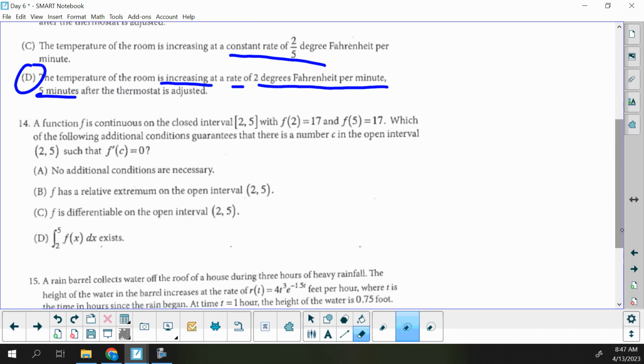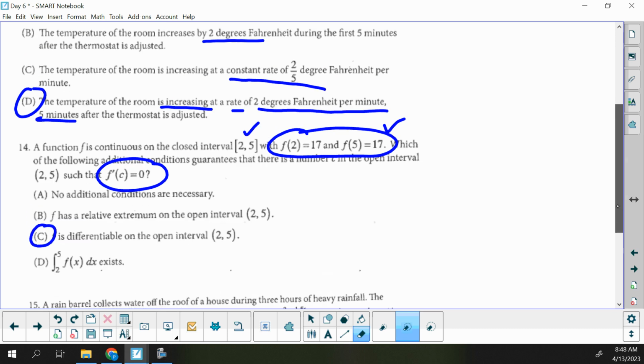In 14, if we want derivative equal to 0, you've got endpoint y values equaling each other. We want to think Rolle's theorem. We've got continuous on a closed interval. F of A is equal to F of B. In order for Rolle's theorem to be true, we need to also know it's differentiable on the open interval. So that would be choice C.